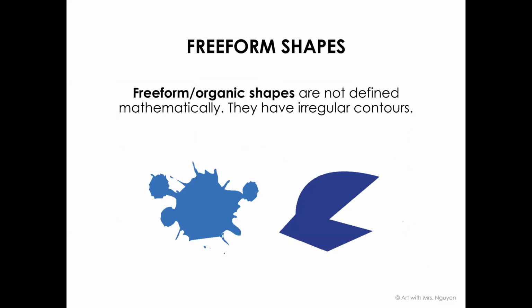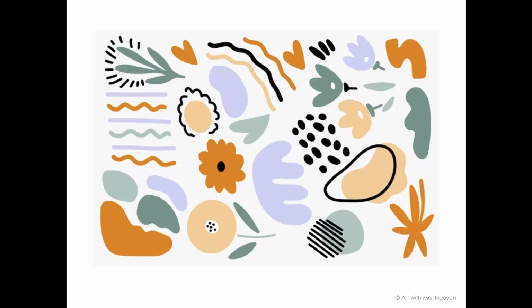And then when we're talking about freeform or organic shapes, I like to call them organic shapes, but it's really up to you. It means the same thing. And these are not defined mathematically. So we wouldn't be able to find the surface area or measure the diameter. And maybe you could for some parts of it, but they are irregular and they have irregular contours. So again, there's that word contour, that means outline.